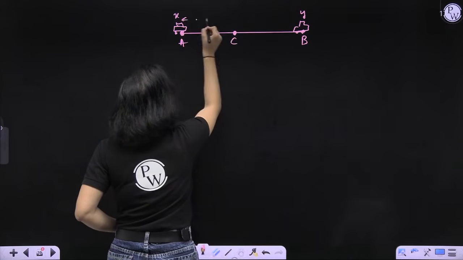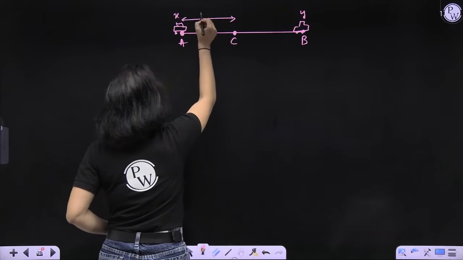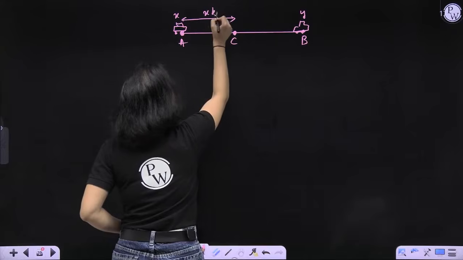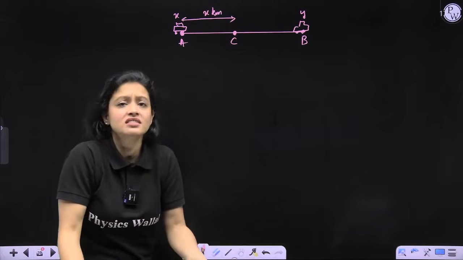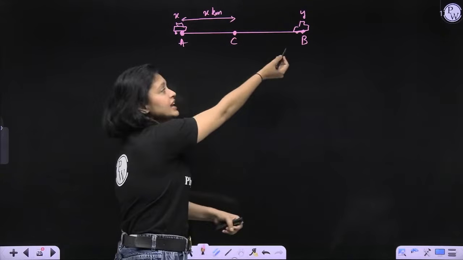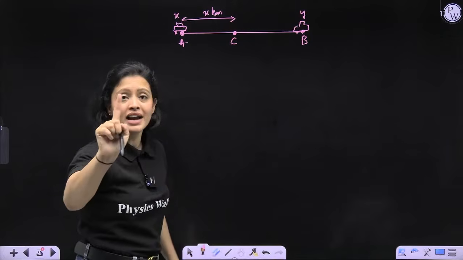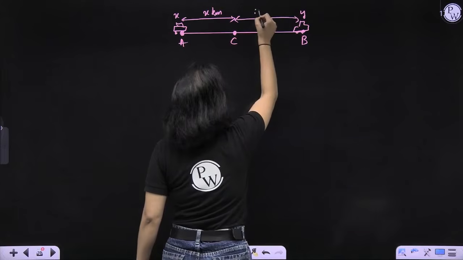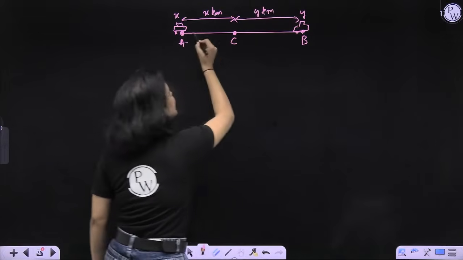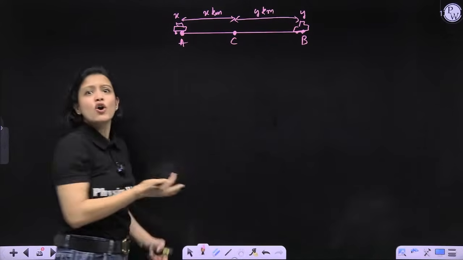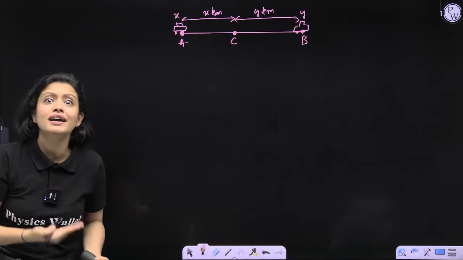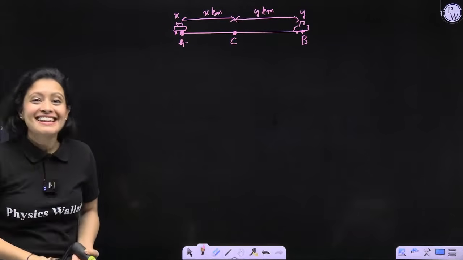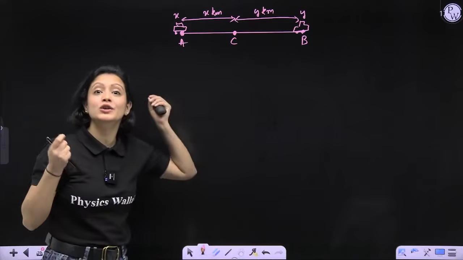So this is traveling for 1 hour with speed x, so this has covered x kilometers. X into 1 is x. This car is traveling from point B for 1 hour with speed y, so this is y kilometers. And I know that x plus y should be equal to AB, obviously. So x plus y is 100. This is the important part that you need to understand.